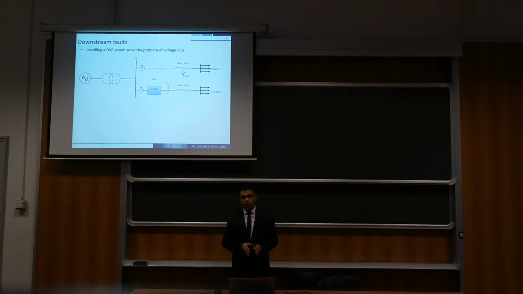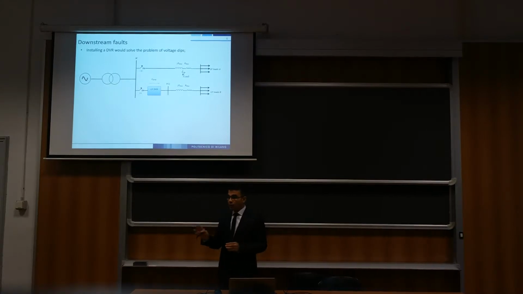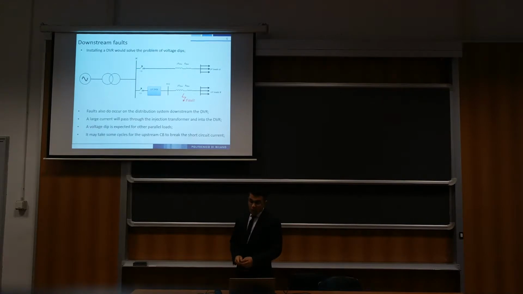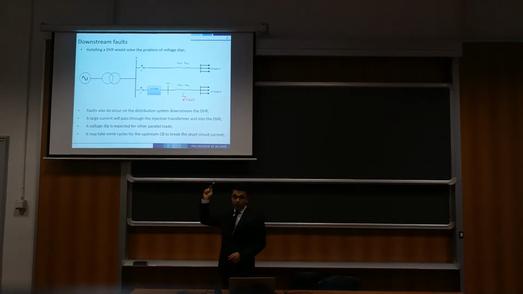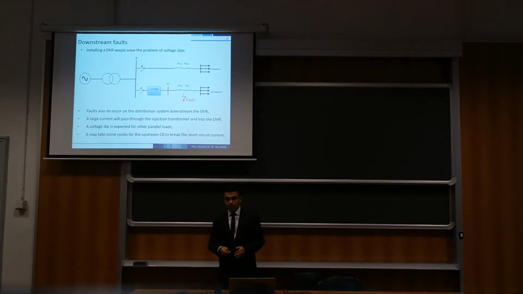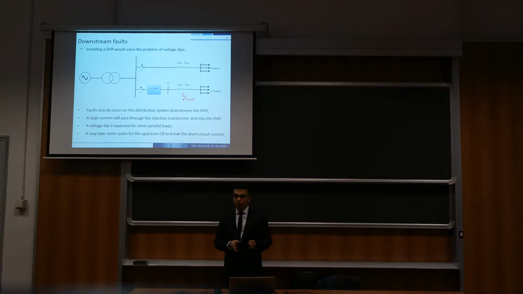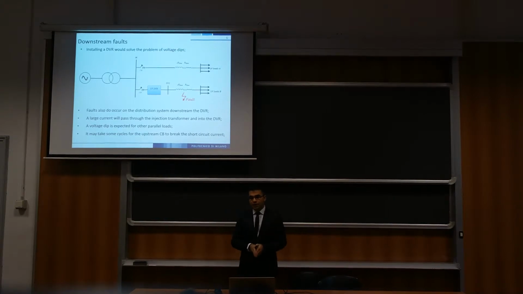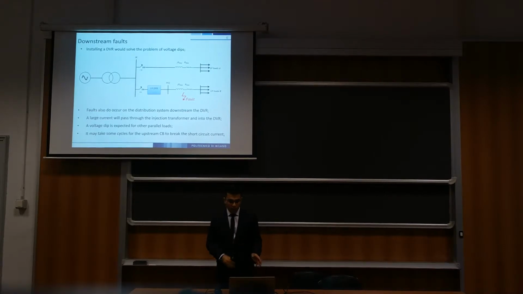Installing a DVR would solve the problem of voltage dip as a result of faults in other parts of the network. But faults do occur on the distribution feeder downstream of the DVR. As a result of this fault, a large current will pass through the DVR, which can easily damage it, especially the power electronic switches. Also, the subsequent voltage dip is damaging for the parallel loads. Relying only on the upstream circuit breaker to break the short circuit current may take some cycles to achieve.